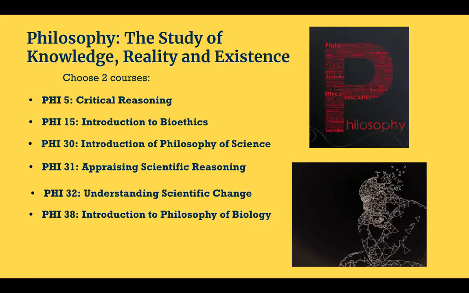Another option for philosophy is Philosophy 31, Appraising Scientific Reasoning. This class gives an introduction to scientific hypotheses and the reasoning that justifies these hypotheses. The next class is Philosophy 32, Understanding Scientific Change. And the class covers concepts of scientific change in both historical and philosophical perspectives.